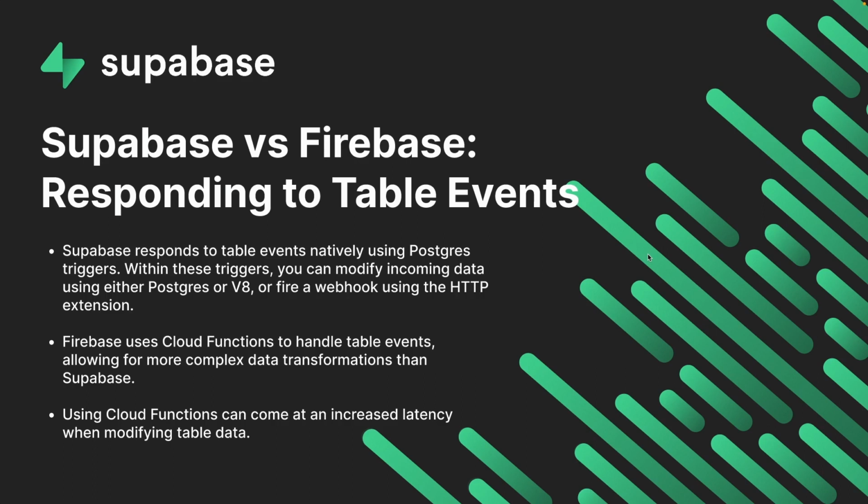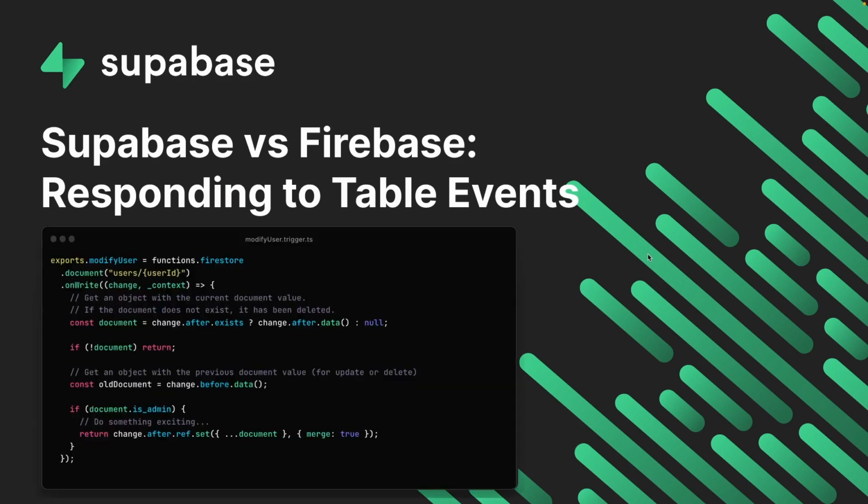So Supabase does this natively using Postgres triggers. This is built into the database, and within these triggers you could write SQL, or you could use V8 or Python through extensions. Firebase uses cloud functions for this. They're a lot more powerful, to be honest, but with that power comes increased latency. So if your function takes a long time to complete, that means your throughput in your database is going to be slower. So if we look here, we can see a cloud function for a table event.